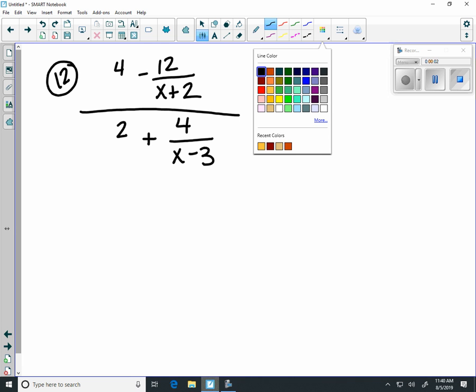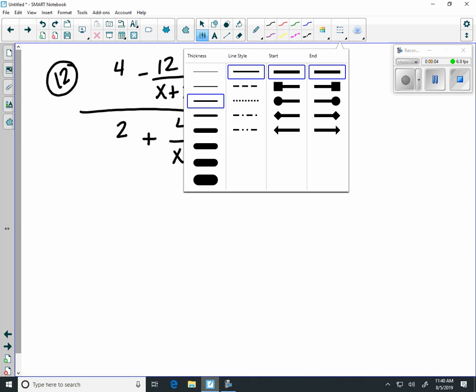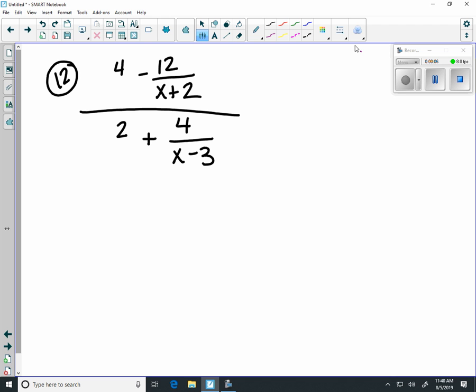All right, number 12 is a complex fraction. Now, there's something that I'm really particular about when I start writing out complex fractions. I like to do this on my own sheet of paper. And if I have one fraction in my problem, you guys know I turn everything into fractions.